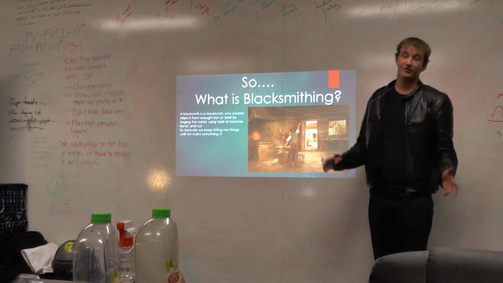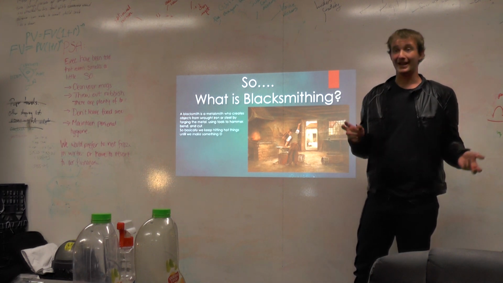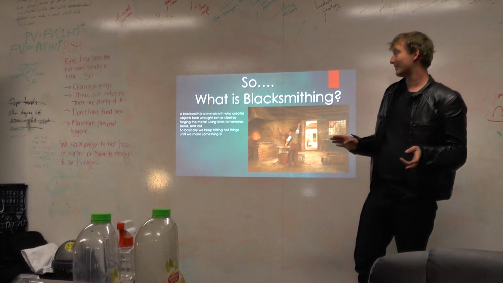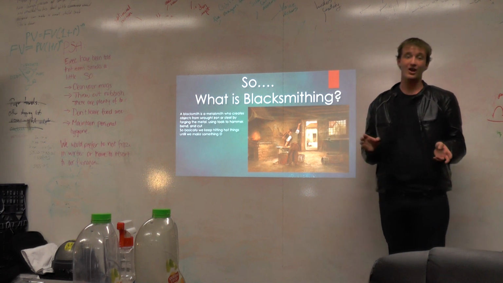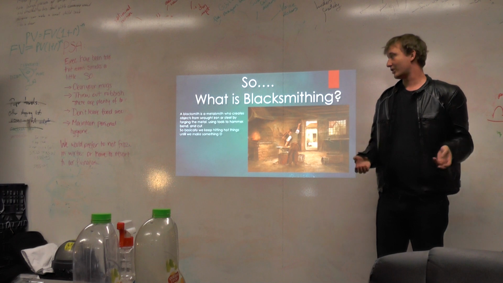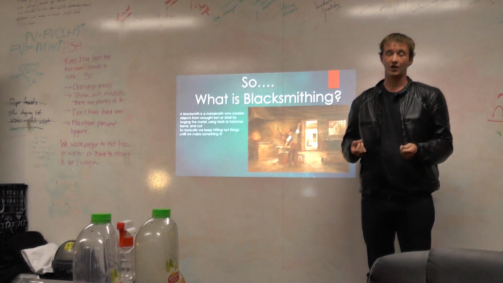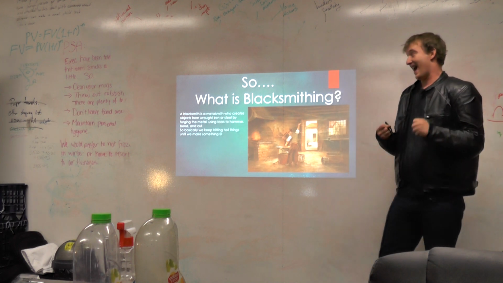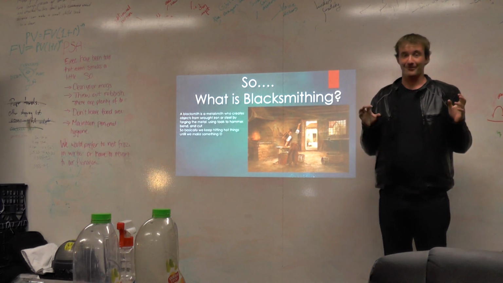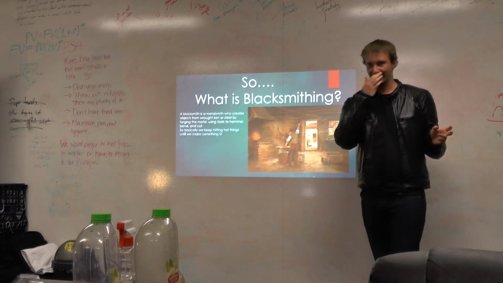Well, first off, what is blacksmithing? A blacksmith is a metalsmith who creates objects from wrought iron or steel by forging the metal with tools such as hammers and tongs. And basically, we hit really hot things to make shapes and tools and whatnot.